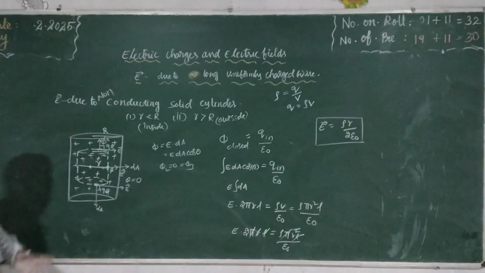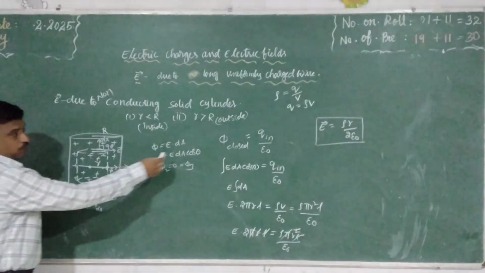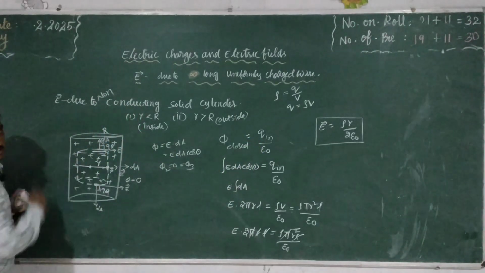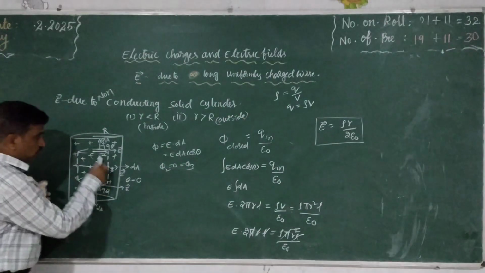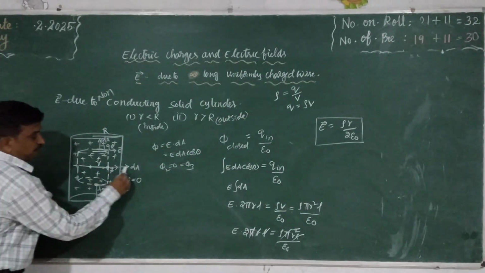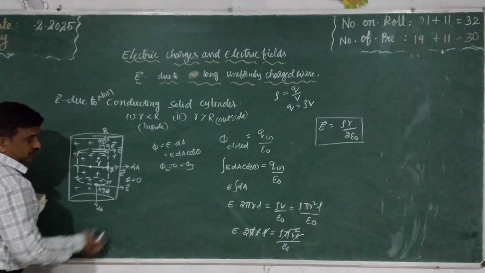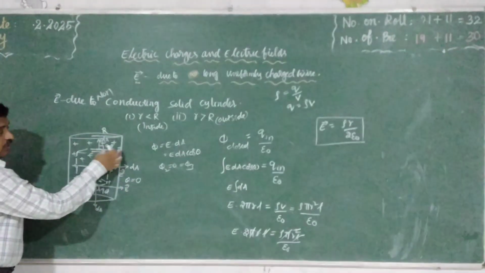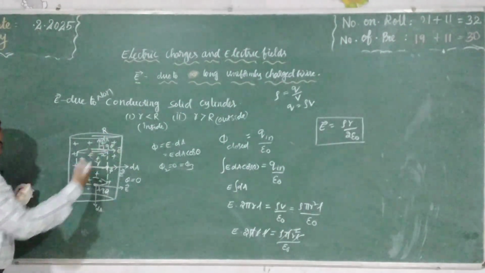So what is the flux through this Gaussian surface? That is phi closed, equal to the net charge enclosed by the Gaussian surface, Q inside by epsilon naught. For that we find the flux through this surface. The area vector and electric field are in the same direction, so theta is 0, and there is some flux. Here the electric field vector and area vector make an angle of 90, so the flux through this one is 0.